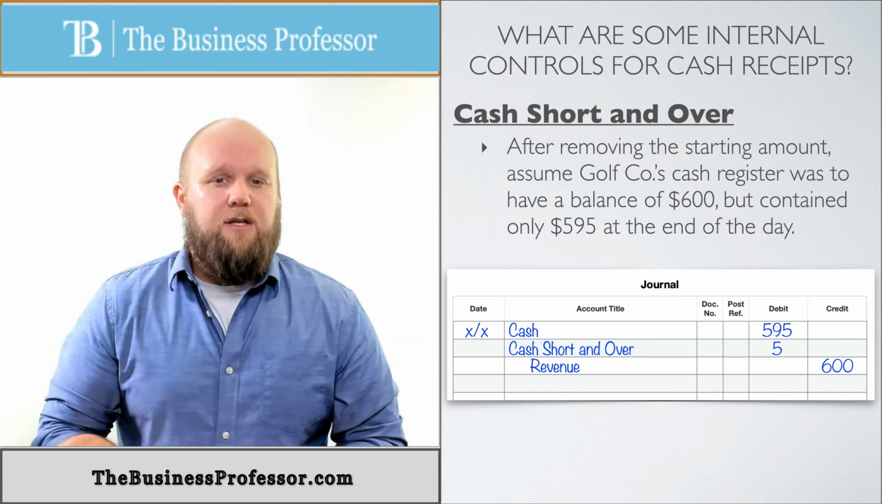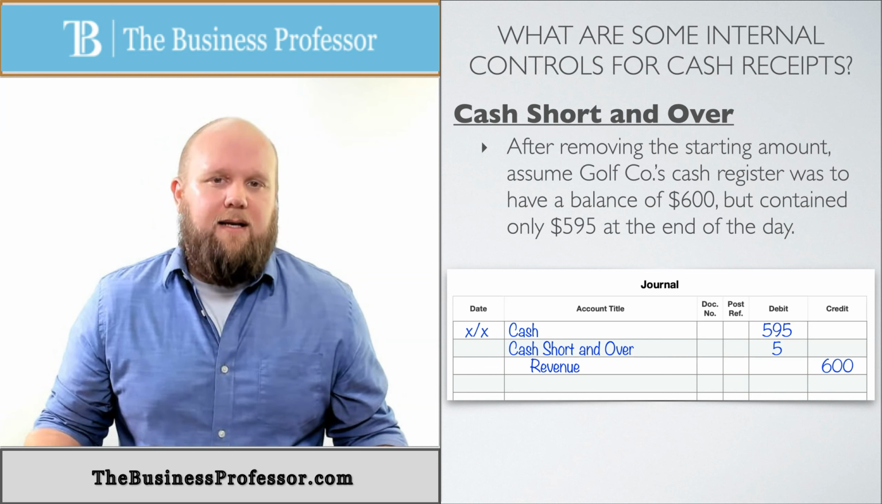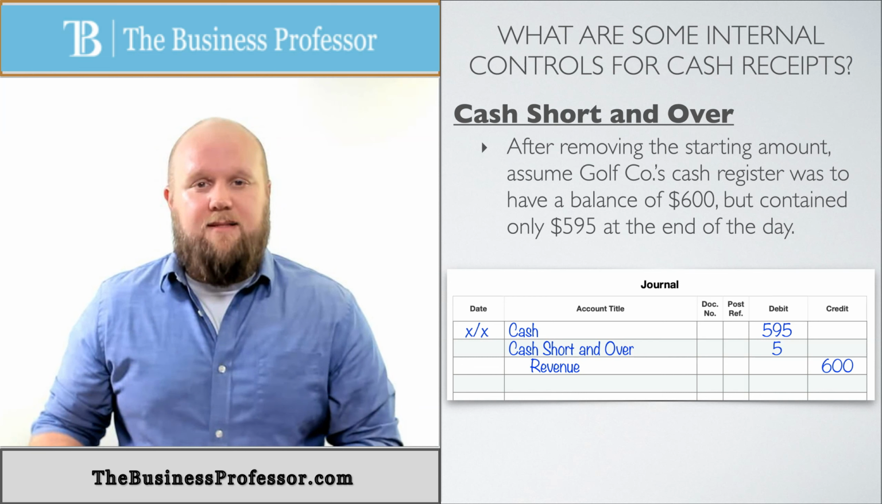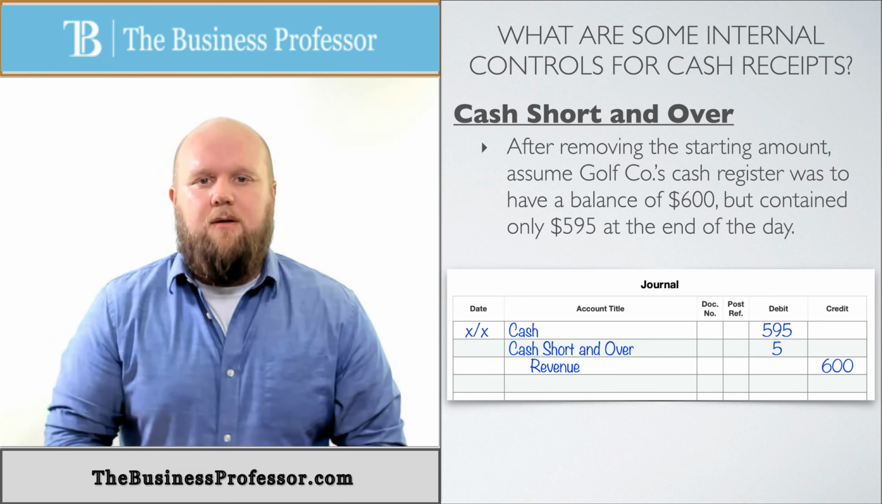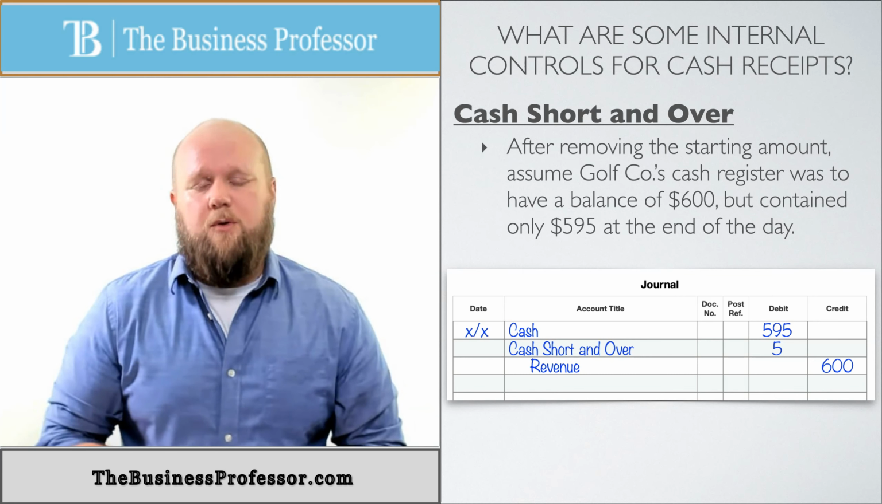Cash short and over is treated like an expense or a revenue. When it's short, it's treated like an expense. It's going to be closed out just like an expense. When it's on the credit side, or when it's over, it's going to be treated like a revenue. So again, it's going to be closed out just like any of the other ones. And so where it goes will tell you if it's short or over.